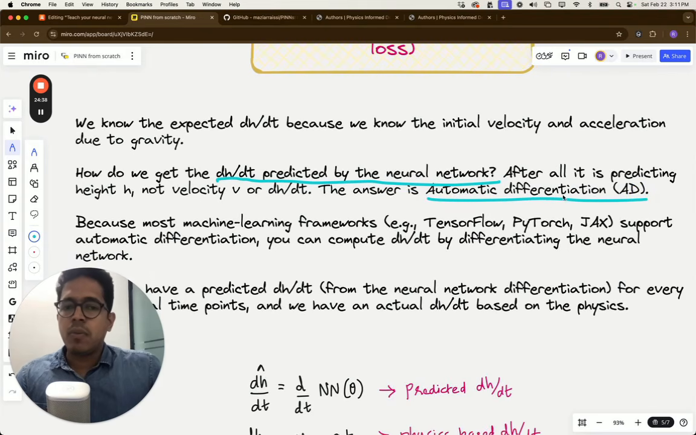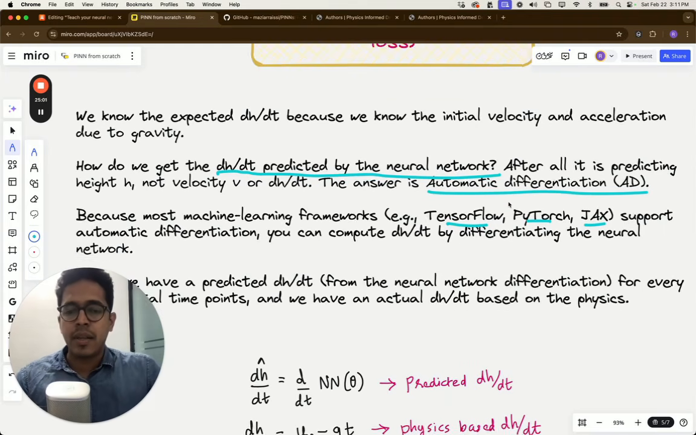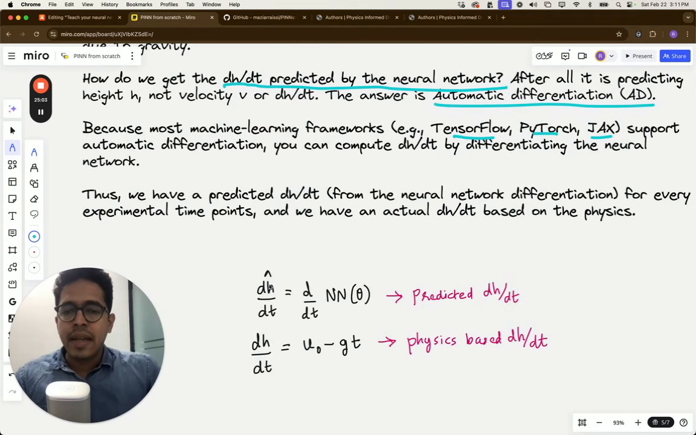So basically, for most of the popular frameworks like TensorFlow, PyTorch, JAX, there are packages available for performing automatic differentiation, where you can differentiate the neural network itself, and that will help you predict not only the h but also dh by dt if you are differentiating with respect to time. So you can have a dh cap by dt.